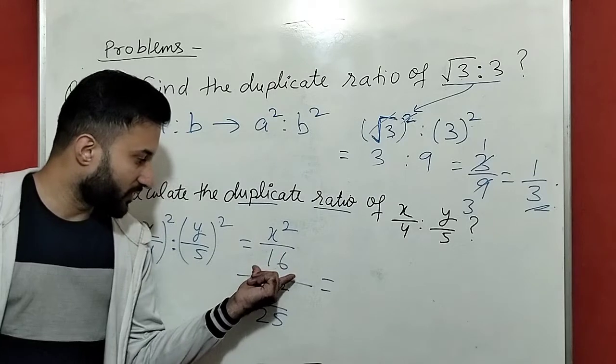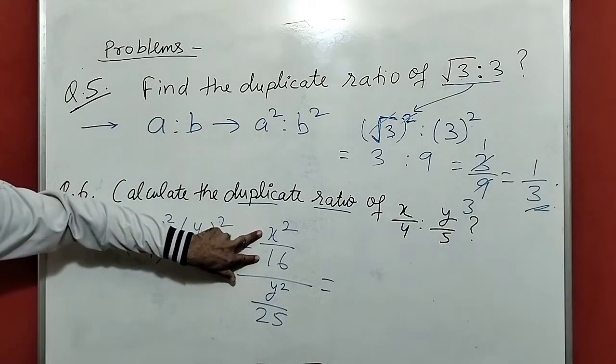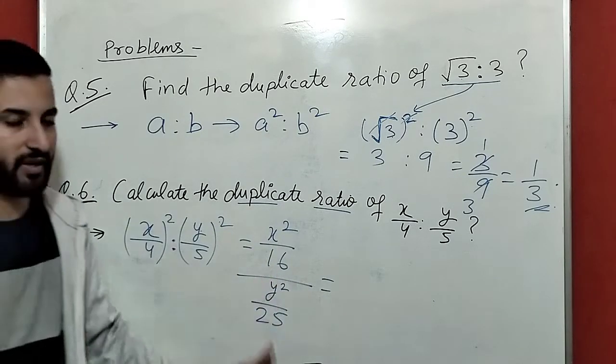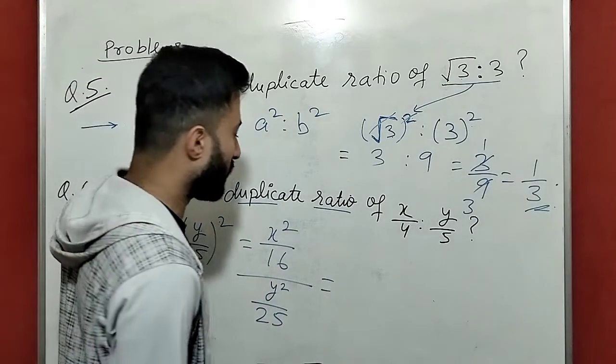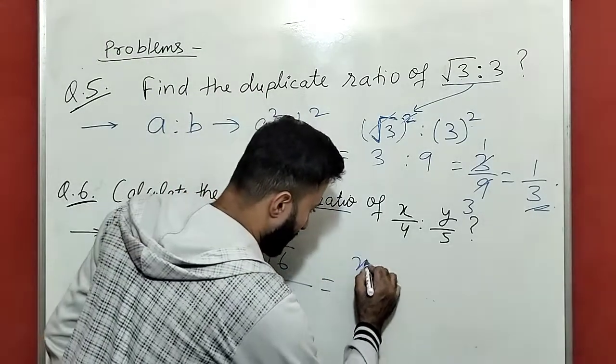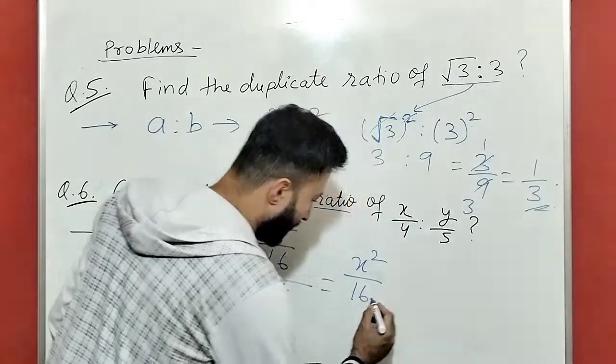x square by 16 divided by y square by 25. So x square by 16 is the numerator, y square by 25 is the denominator. So guys, what are we going to do? We will write the numerator x square by 16 as it is.